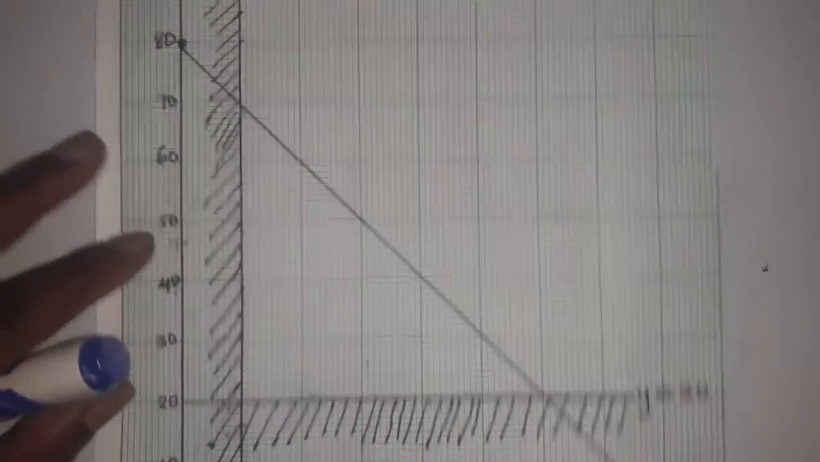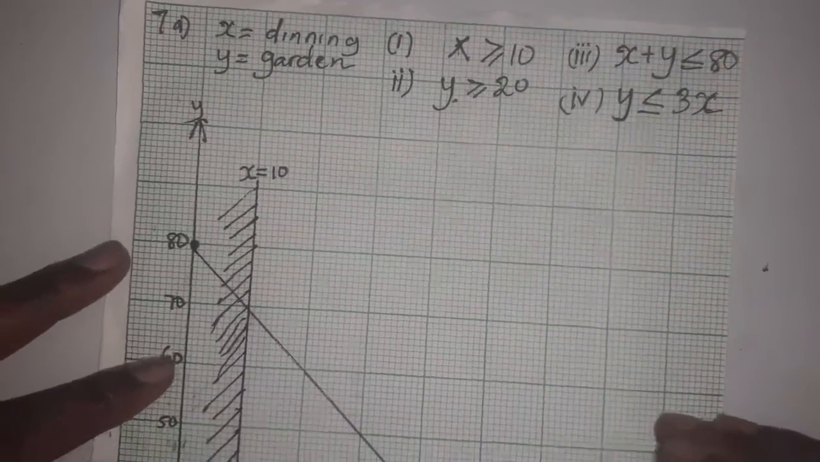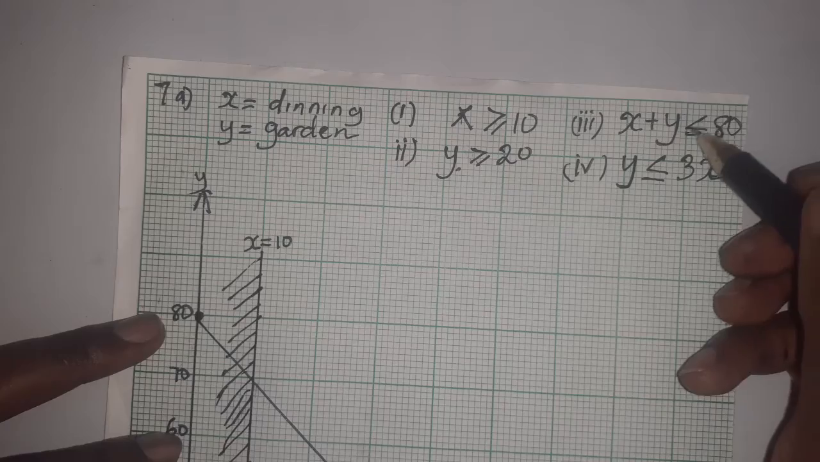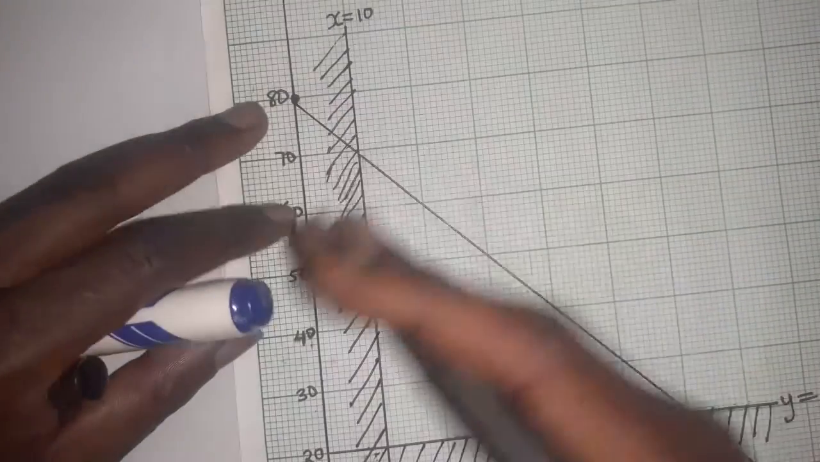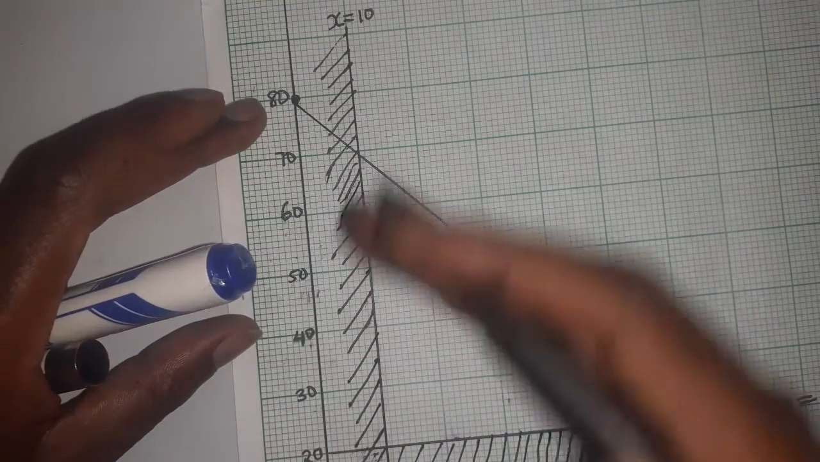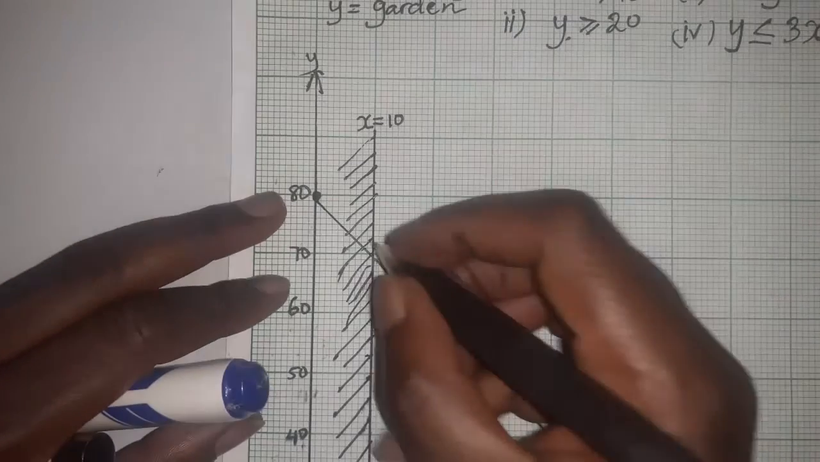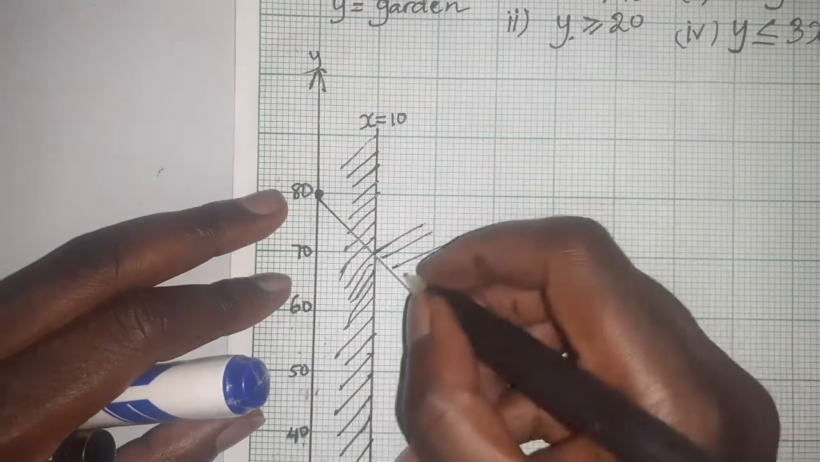Just this. Then what are we shading? We are shading the greater part because we want the less part. Less is this part that is below. The upper part is greater. So we need to shade this part now. This part is what we are supposed to shade.